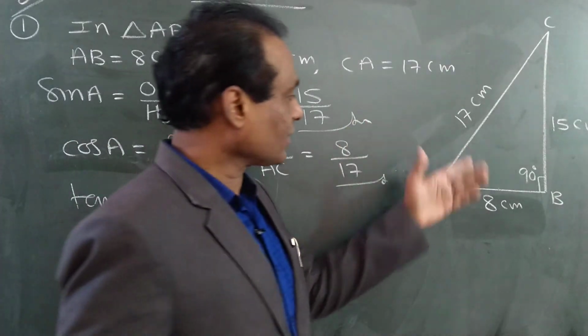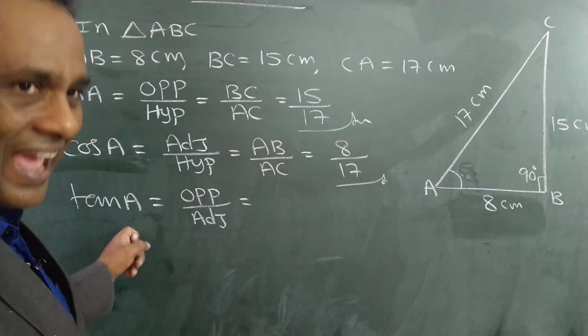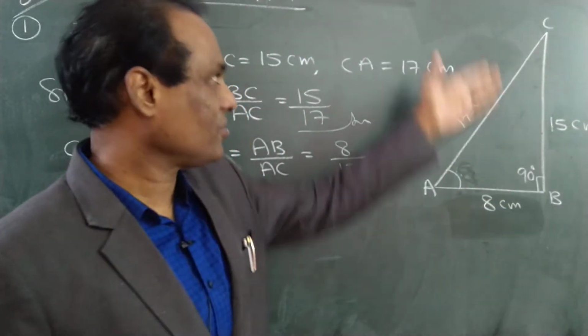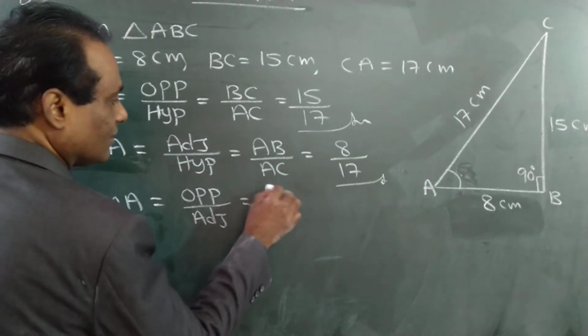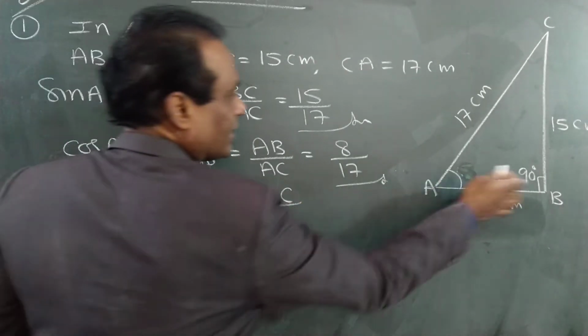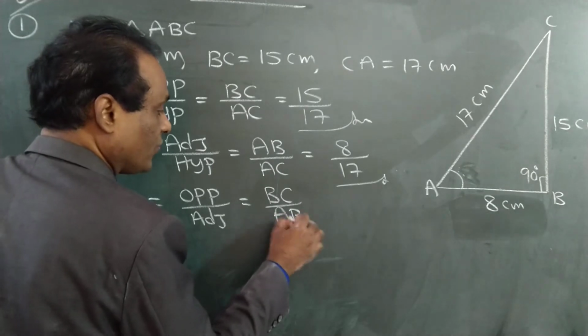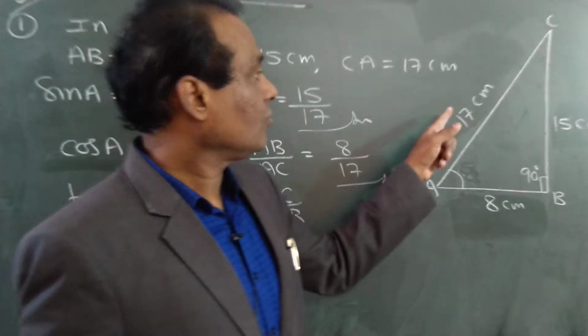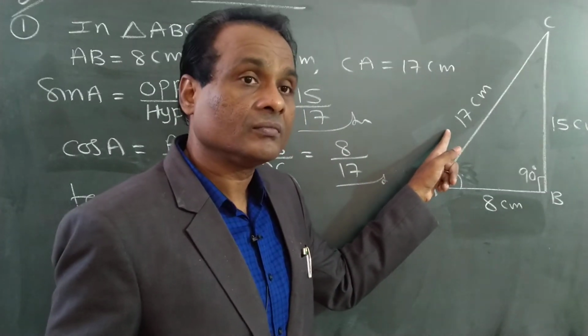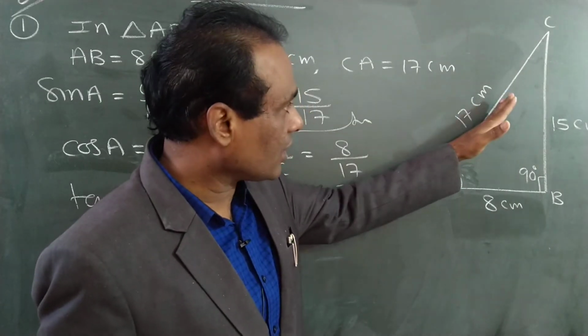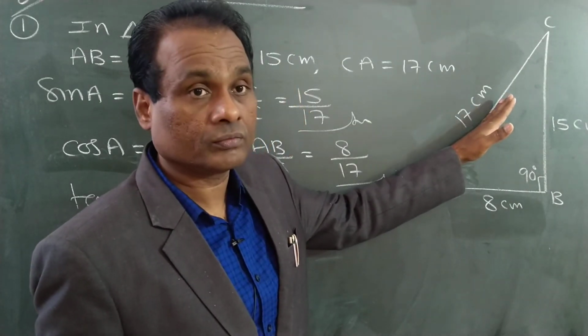Opposite. In this triangle, this is angle A. What is the opposite side? BC only. Adjacent is AB. Be careful about the sides. What is this side? Hypotenuse.